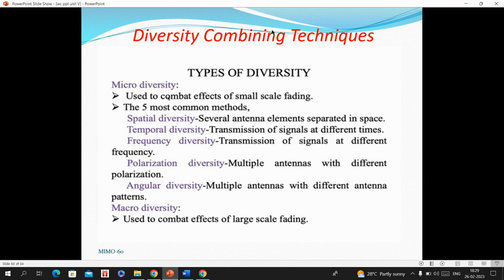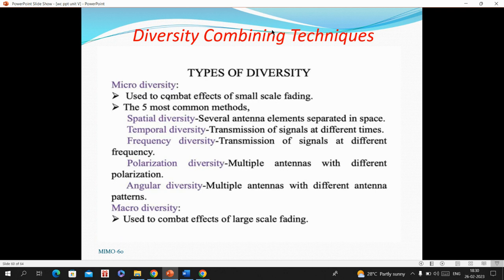The first one is spatial diversity. Here, several antennas or elements are separated in terms of space. Then temporal diversity. Here, the signal is transmitted at different times, in different time slots. Then frequency diversity, transmission of signals at different frequencies. Polarization diversity means the transmission of signals at different polarizations. Angular diversity means multiple antennas with different antenna patterns.